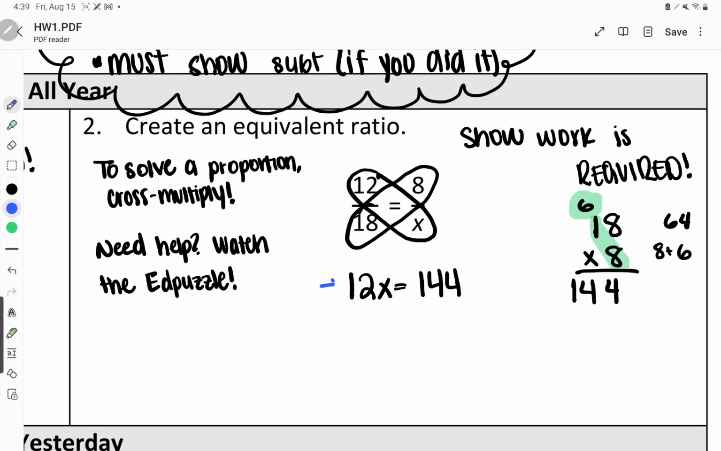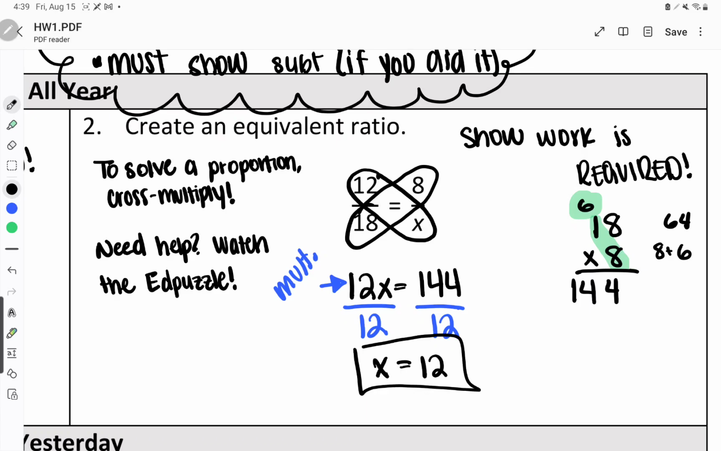Now I ask myself, what operation is happening between 12 and x? Well, between 12 and x, we have multiplication. And how do I get rid of multiplication? We divide on both sides, which means I'm going to put that fraction bar. I'm going to divide both sides by 12. And then one of our multiplication facts is 144 divided by 12. And that's going to give me 12.